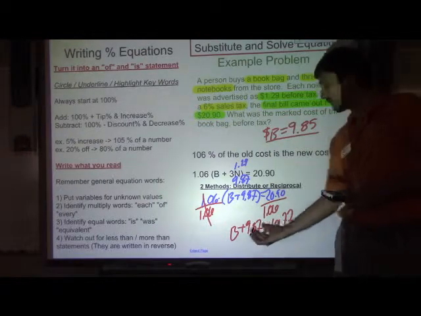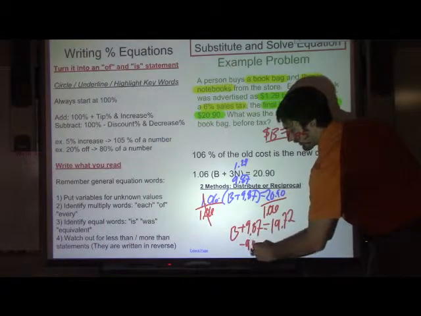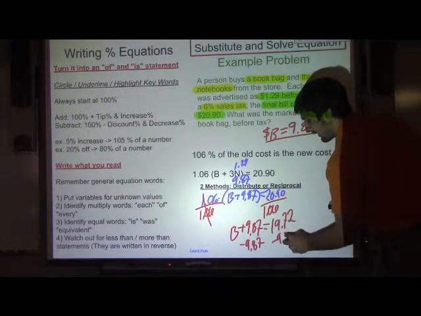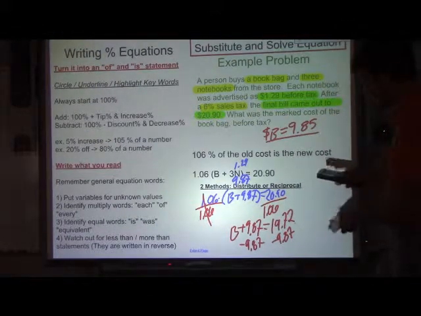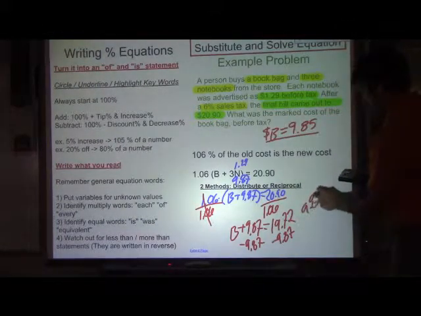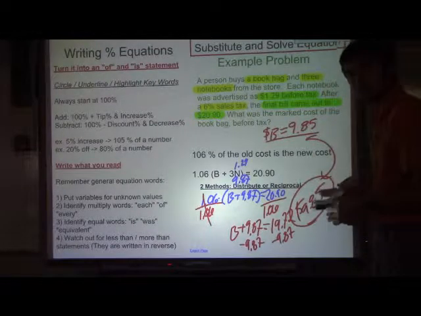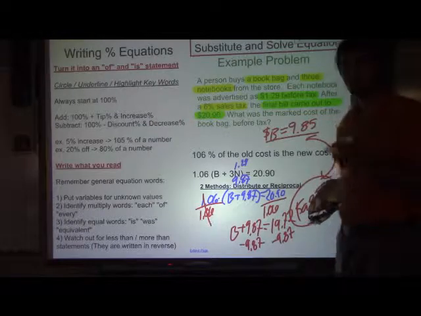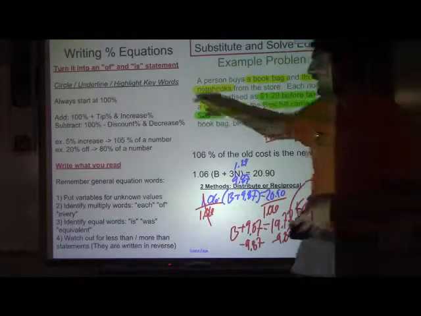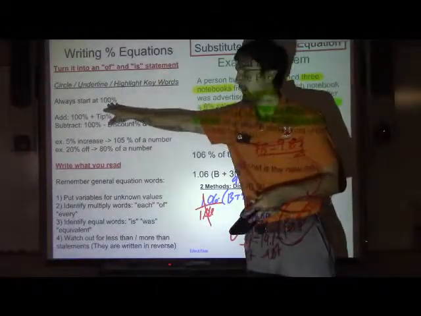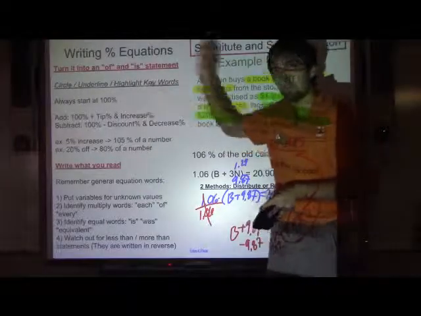Now we balance, we get rid of the plus 9.87, the price of the notebooks, so minus 9.87. And minus 9.87 will give you $9.85, which is the same as before. So again, the most important thing to remember with percentage problems is when you're writing the equation, make it an of and is statement, and always start at 100%. If it's increasing, you add to it. If it's decreasing, you subtract from it.